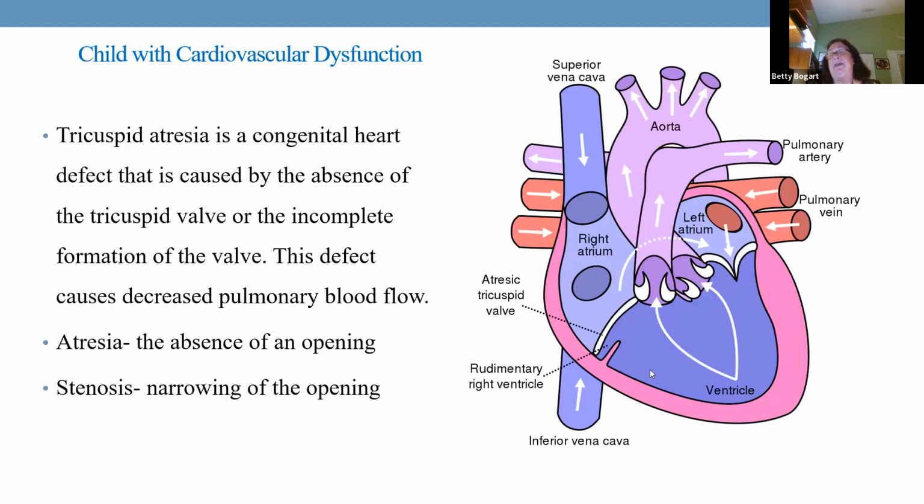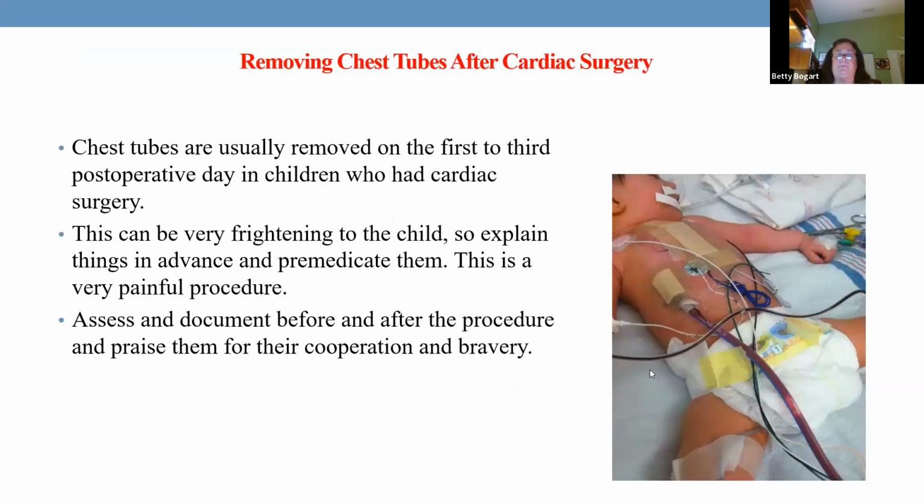Tricuspid atresia, like I said in that big chart, what is it? Well, if you look at the picture, there's absolutely no connection between the right atrium and the right ventricle. Therefore, it's just an absence of the tricuspid valve. Remember, atresia is a without, and stenosis is a narrowing. Whether it's aortic stenosis, pulmonic stenosis, those are narrowings.